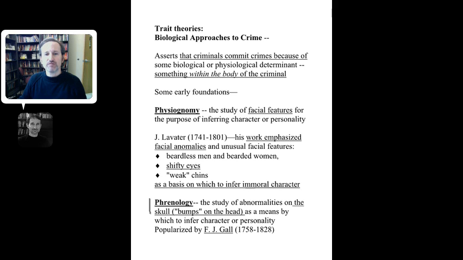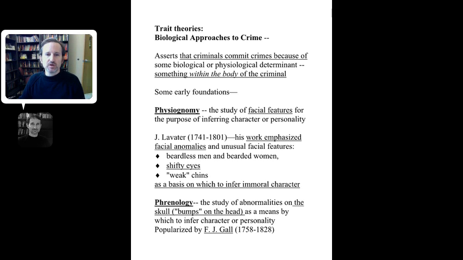Phrenology is the study of abnormalities on the skull or bumps that are on the head, and that is a way of inferring character or personality, okay? So again, a phrenologist might feel on your head and say, okay, you've got these particular spots that are indented or prominent. You know, you might be a child molester and a rapist. Okay, next person will feel the bumps on you. You're inclined toward theft, these kinds of things, yeah?